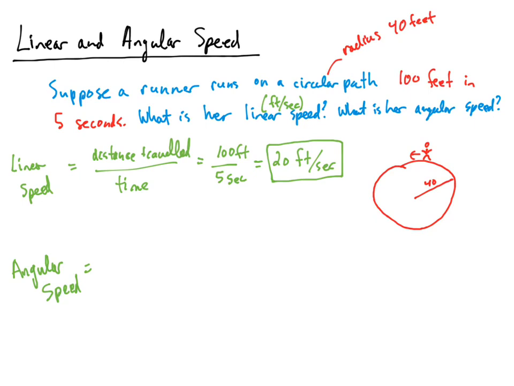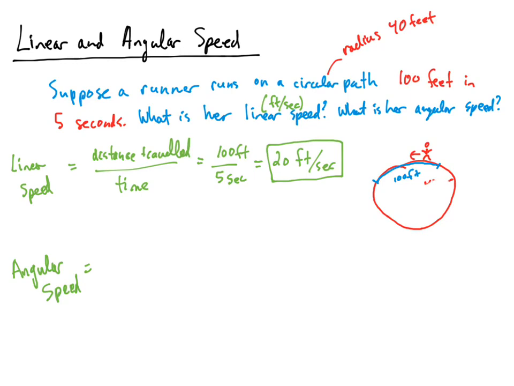So she goes 100 feet in 5 seconds. Let's suppose she starts here, she ends up over here, and that's a distance of 100 feet, and it took her 5 seconds. So we saw that the 100 feet over the 5 seconds gives her linear speed of 20 feet per second. Now, when we're talking about angular speed, what we want to say is what angle has this runner passed through on the circle per unit time.